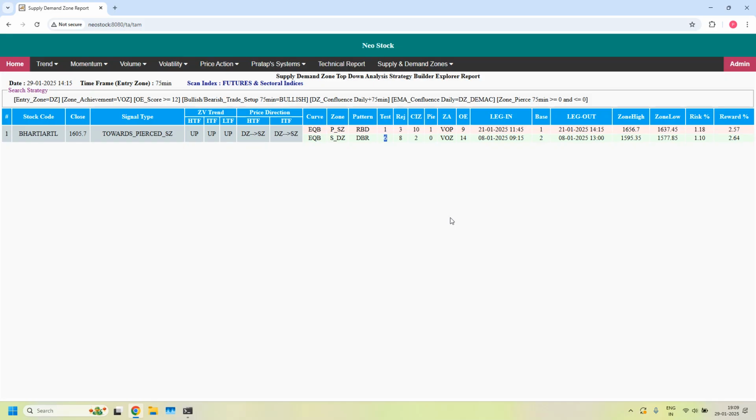So next, LTF, ITF and HTF demand zone confluence. Let's verify.